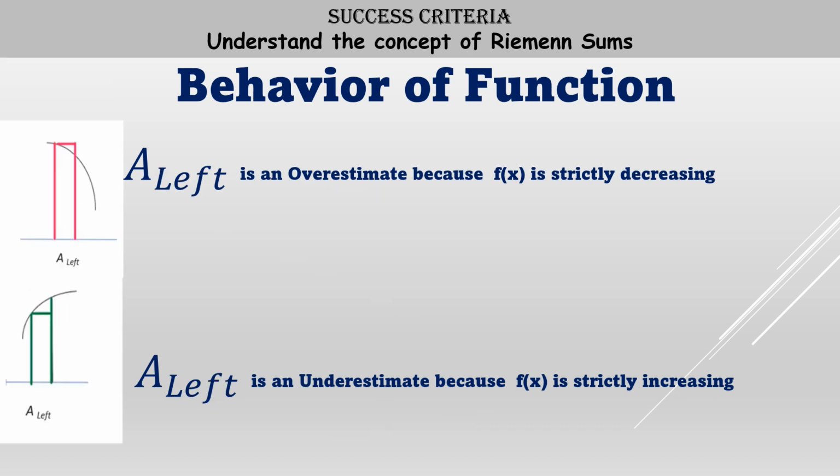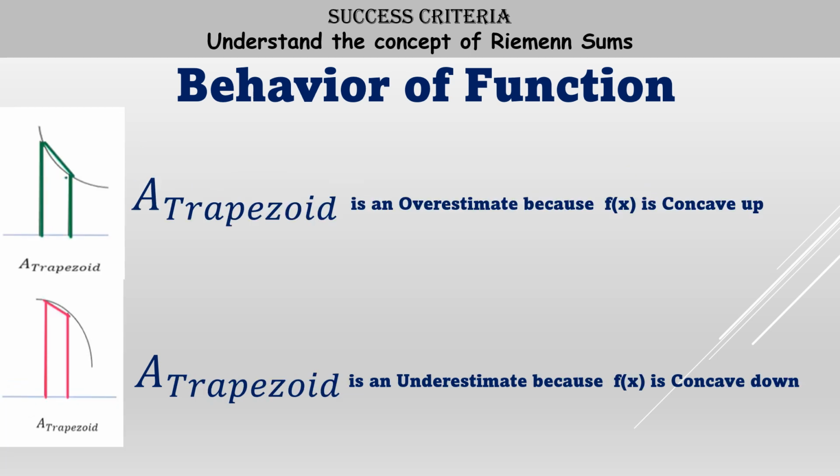Left Riemann sum is the opposite. It's an overestimate when it is decreasing and an underestimate when it is increasing. So the behavior of the right and left Riemann sum in decreasing and increasing is opposite to each other. In the trapezoid rule, it is an overestimate when it is concave up. So you can see this is concave up, and it is an underestimate when it is concave down.